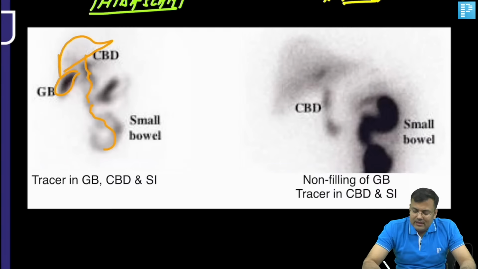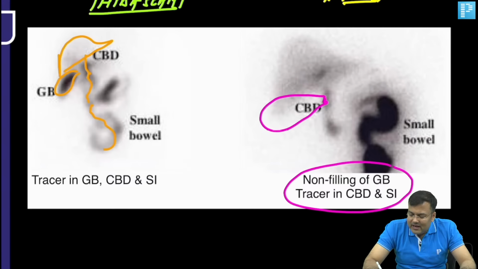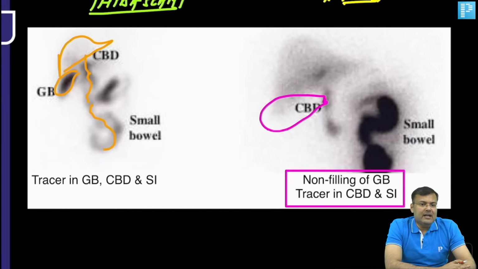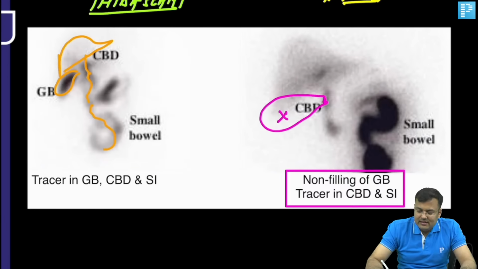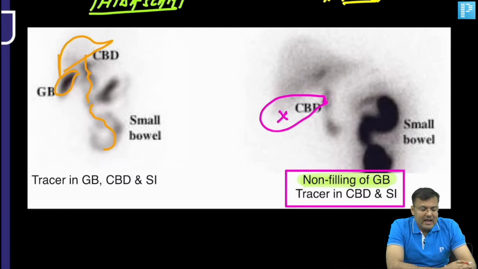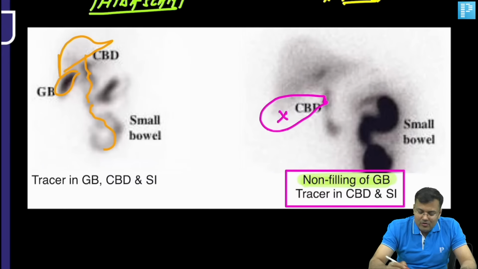What is the initiating event in acute cholecystitis? Everybody knows that there is cystic duct obstruction, and if there is cystic duct obstruction, what is the diagnostic criteria? The diagnostic criteria of acute cholecystitis is non-visualization of gallbladder or non-filling of gallbladder. This is the diagnostic criteria on HIDA scan. Clear? So, this is acute cholecystitis.